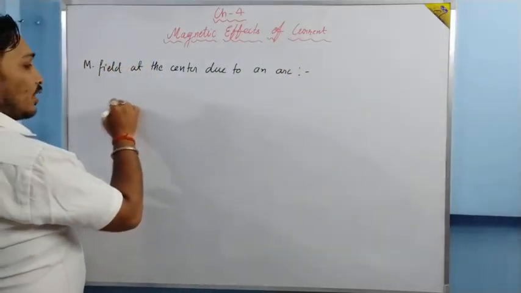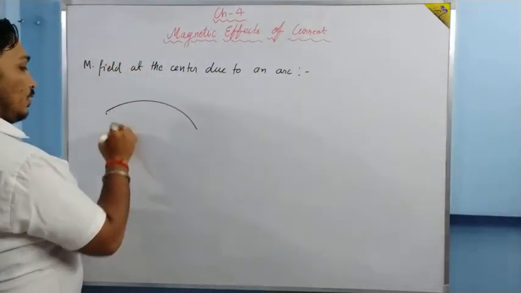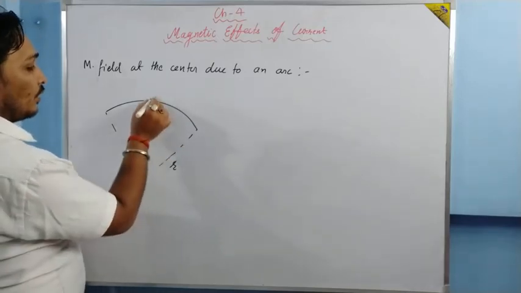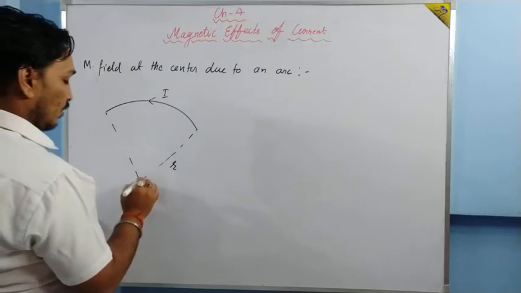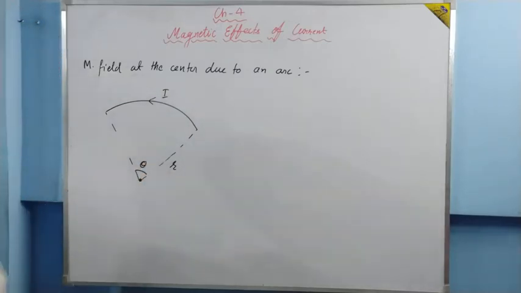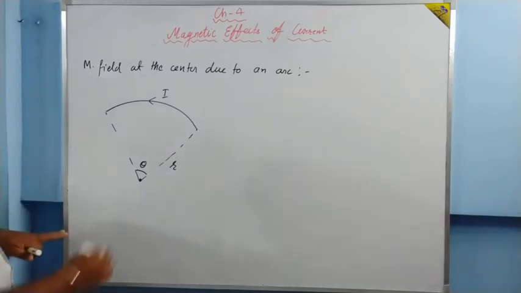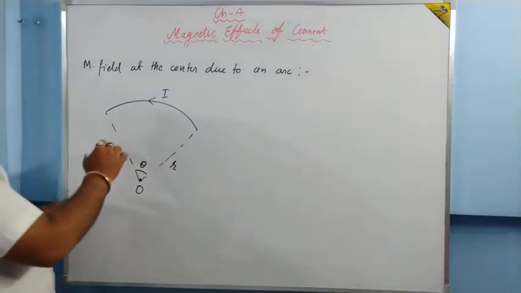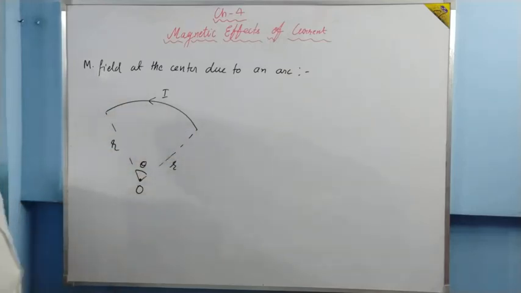Suppose a circular arc is given, the radius of the arc is small r and the current is going like this. What is the magnetic field at the point O if this angle is theta? The radius of the circular loop is r, the current flowing through is I. Okay, how can we calculate?